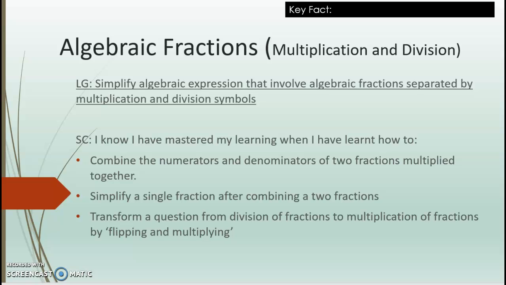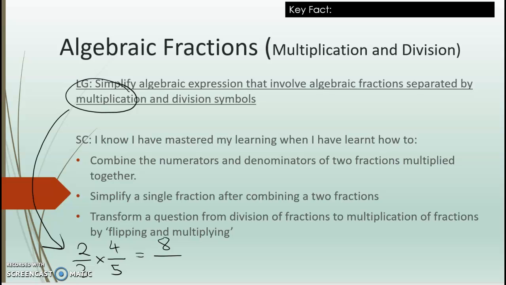Before we start that, let's just recap quickly how this stuff works. So if I'm doing multiplication of fractions, then it might be something like 2/3 times 4/5. So how do I simplify that? I multiply the numerators. So I do 2 times 4 on the top to get 8. I multiply the denominators. 3 times 5 gives me 15. And then I check to see if I can simplify from there.